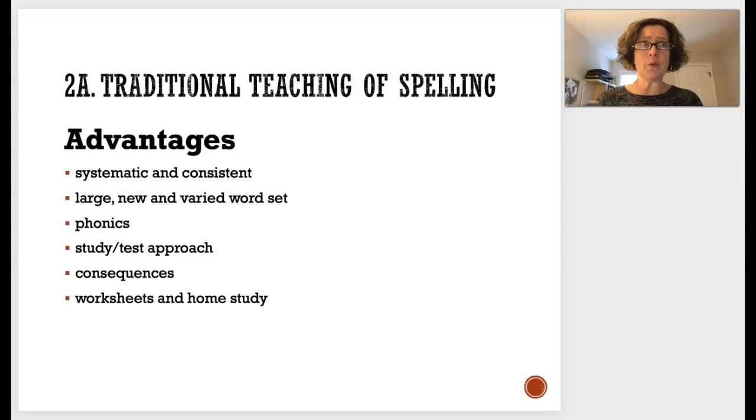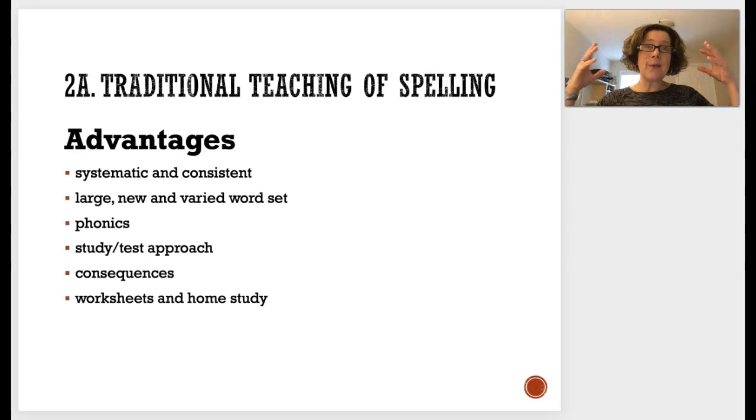So if you forget as a teacher, or you're maybe not as consistent as you should be, having a traditional list that goes out every Friday will actually ensure that the students are being introduced to a large, new, and varied word set. Words given in these kinds of tests are usually based on phonics. So you'll have a whole test on the long E sound.